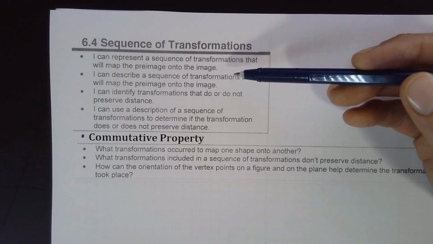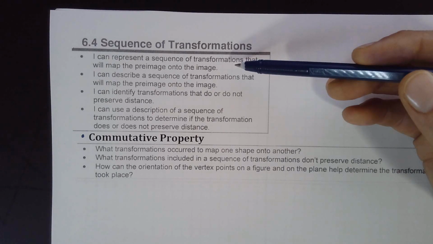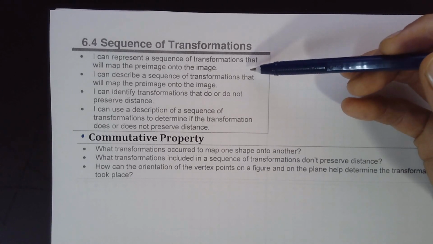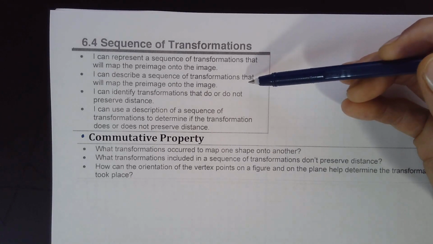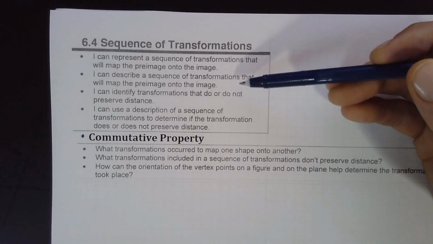So the difference between these is, if I'm given a description with either the words or the algebraic description, I can write it on a coordinate plane. This one is saying if I'm given the coordinate plane and the images, I can write down the word description or the algebraic expression. So kind of the opposites.